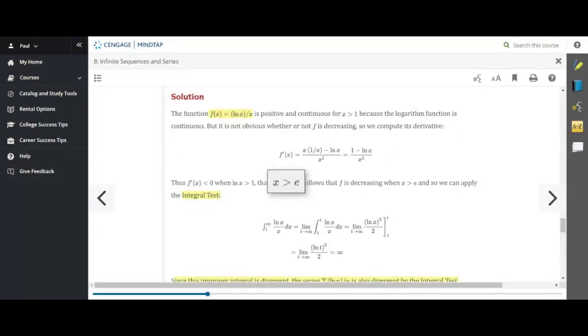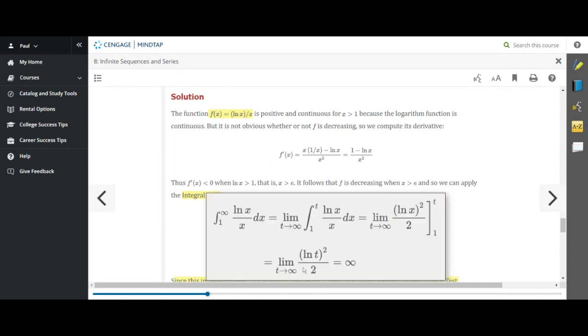So in other words, eventually the terms of the series are going to decrease. Not the first two terms, but starting with the third term, because 3 is greater than e. You know, e to the first power is 2.718. Eventually the terms of the series are going to decrease.